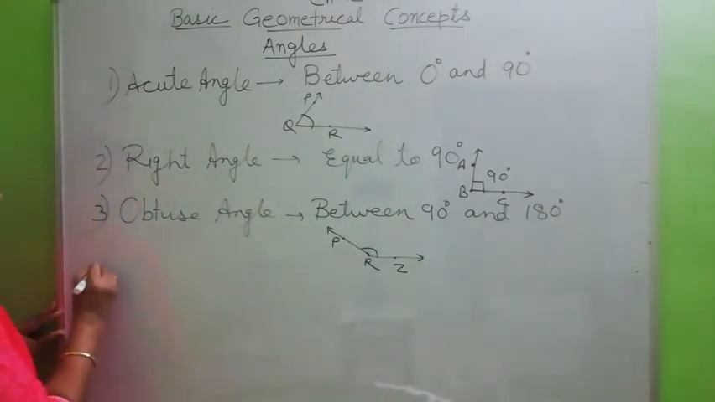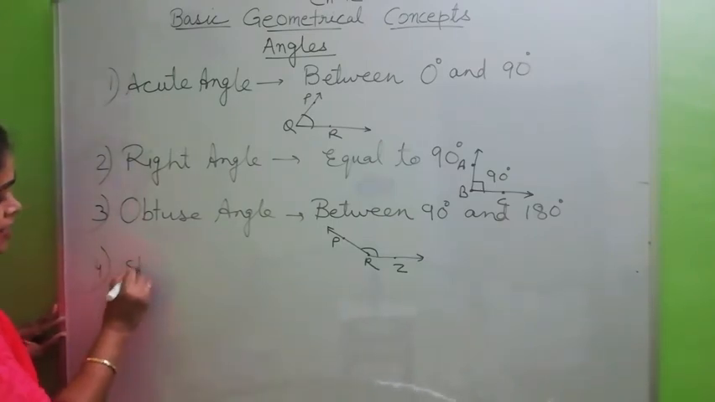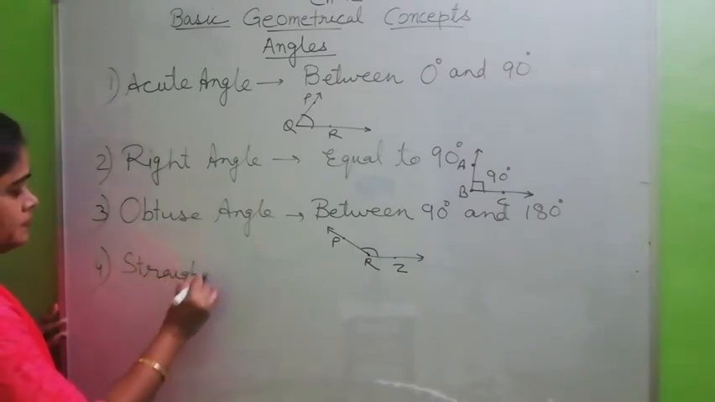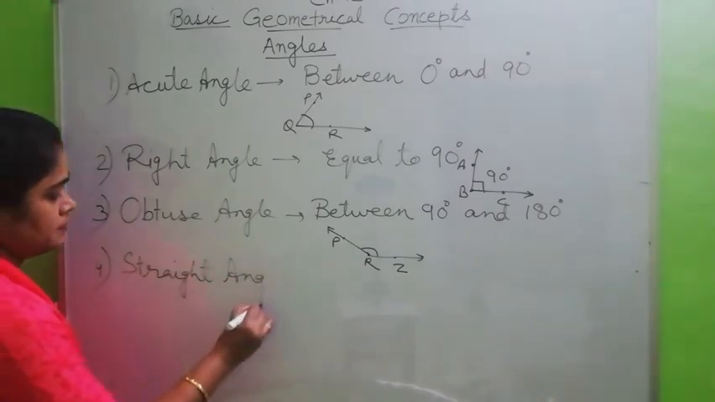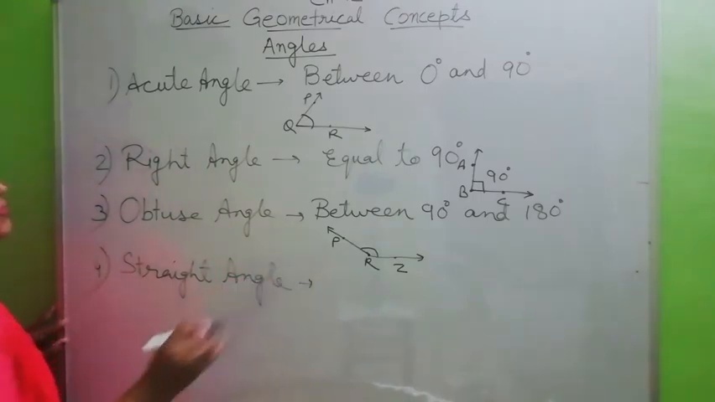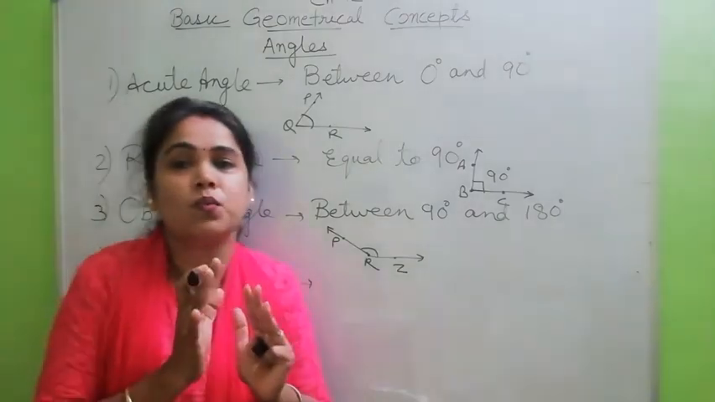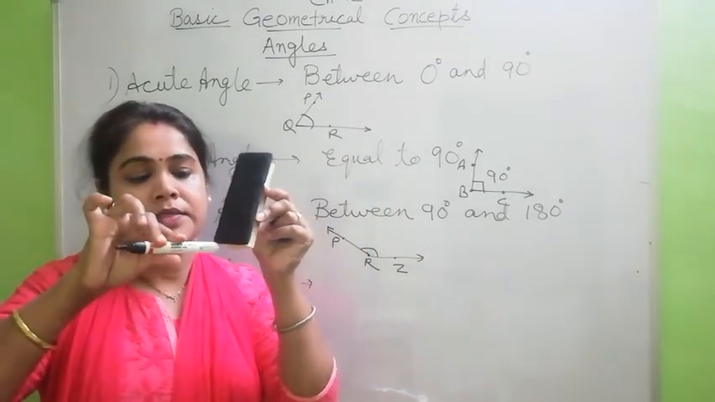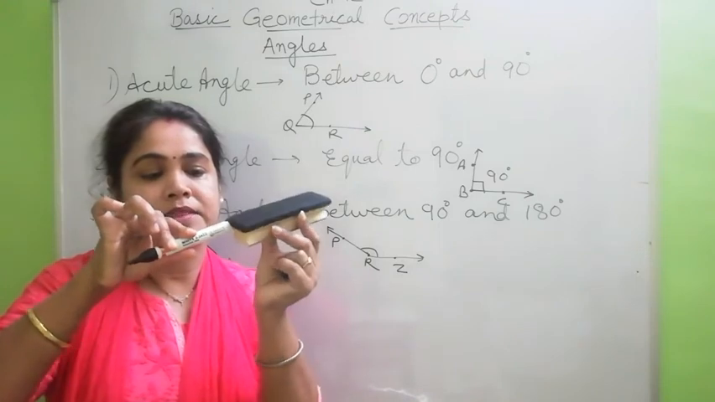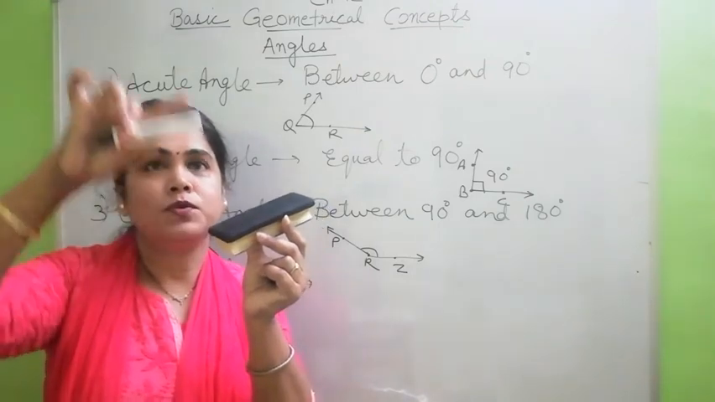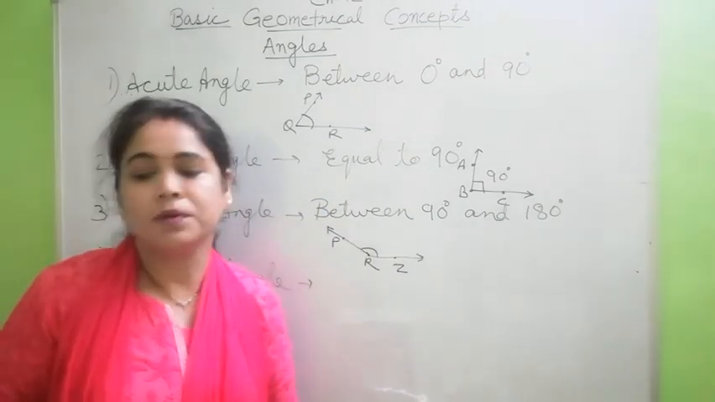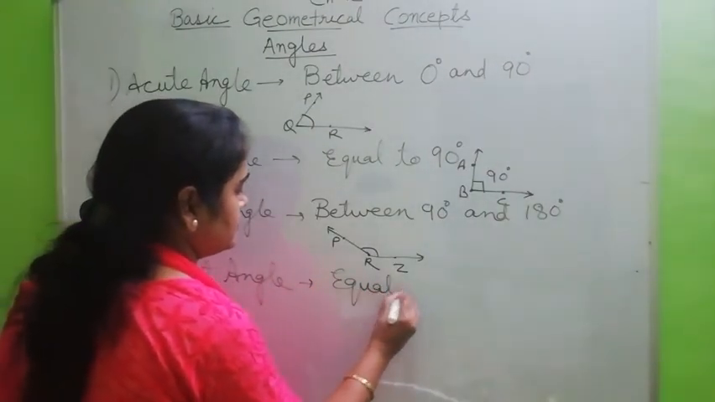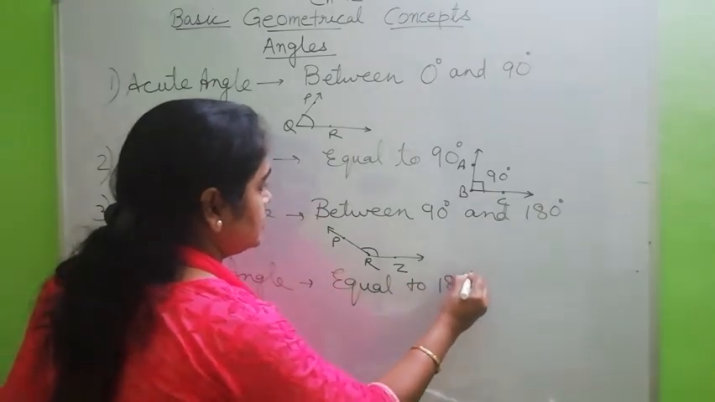After obtuse, we have straight angle. Straight angle means equal to 180 degree. Means straight. One ray, two rays, suppose I am giving you an example. They are forming an angle like this, but when they become straight, they form 180 degrees. So it is equal to 180 degree.